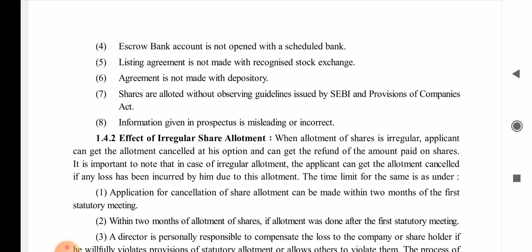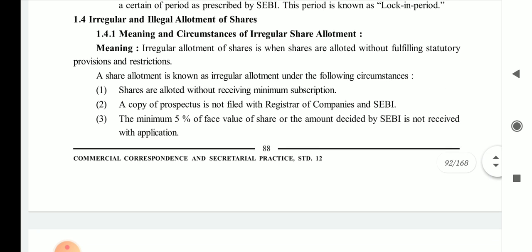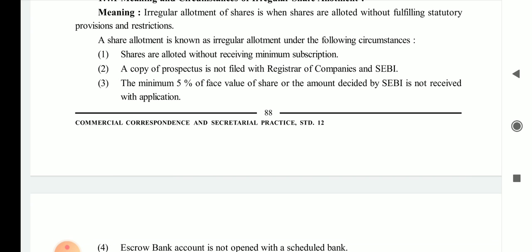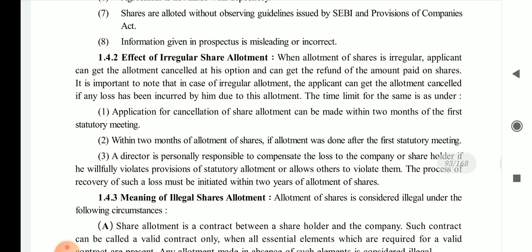Whatever information you have mentioned in the prospectus, if the information is misleading or incorrect, that is known as the irregular allotment. So these are the circumstances of the irregular allotment, and it may be asked in a 3 or 4 mark question in your examination.